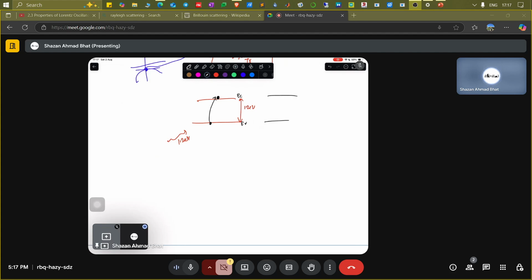But on the other hand, in the same scenario, if I show an incoming photon of 2 electron volts, now what's going to happen is that the electron will go higher, and it will come up to this energy state, and this will be the excess kinetic energy. This is basically the excess kinetic energy.